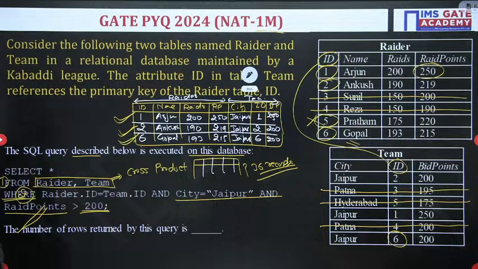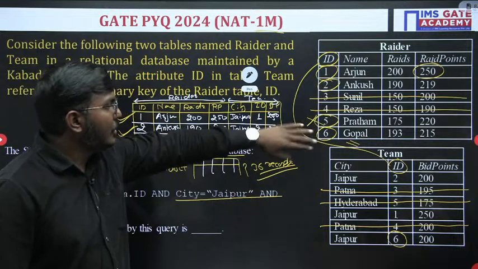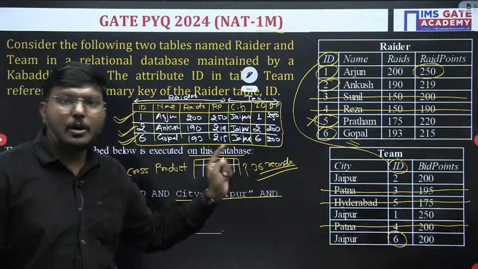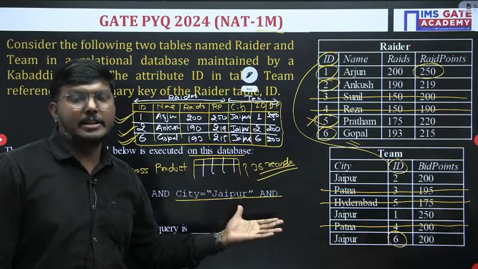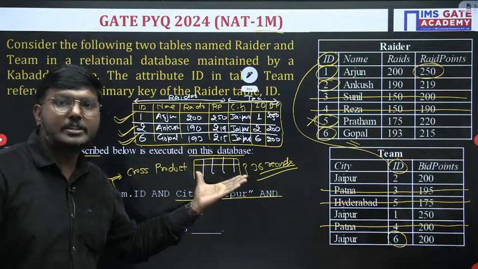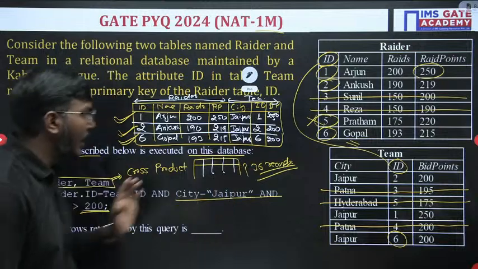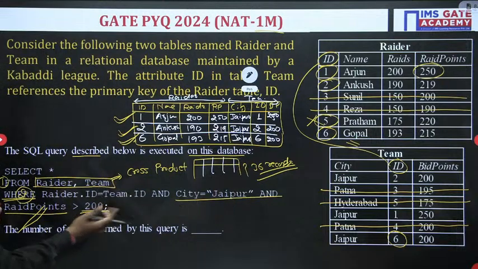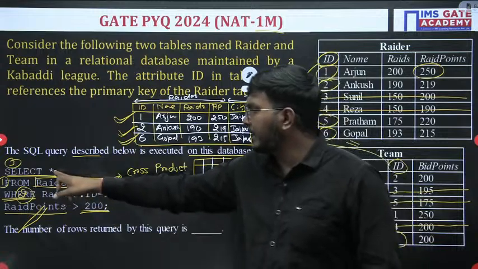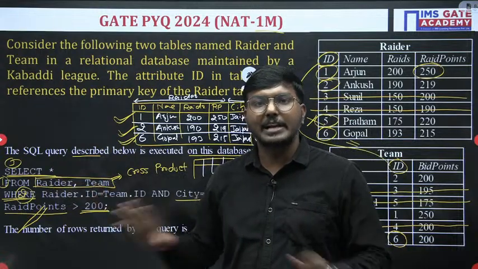Understood? Getting my point? So finally, from all these 36 records, only 3 records satisfy the where condition. It means finally these 3 records will be selected from the result of this from clause. Understood? Now after this where condition, the third step is the select clause, and inside the select we have a star. So what does star indicate? Select star says select all the attributes, all the attribute values.